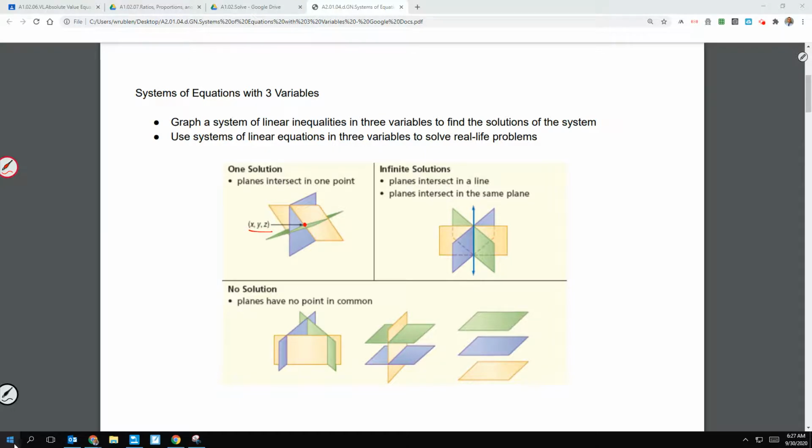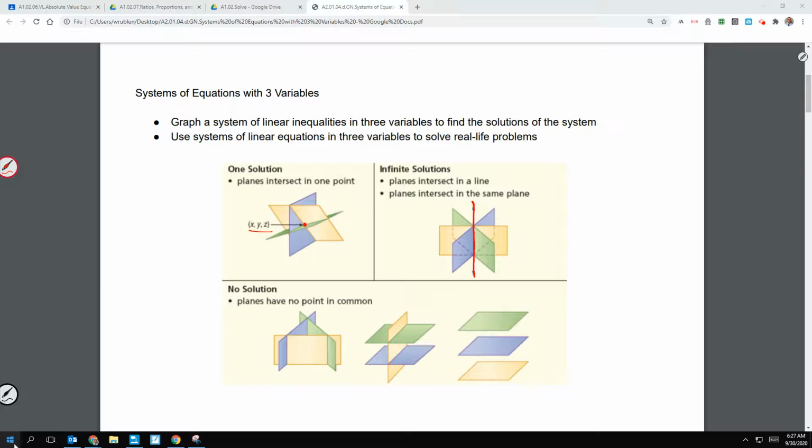Next, we have infinite solutions. And we can see that that does form a line right there, and all of the planes intersect to form that line that continues in all directions.